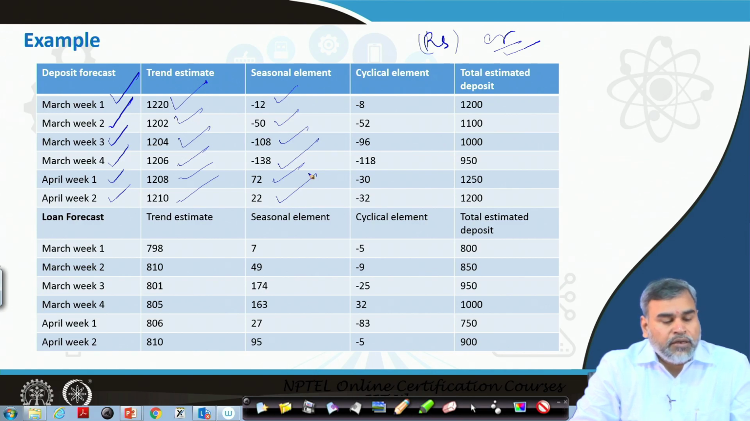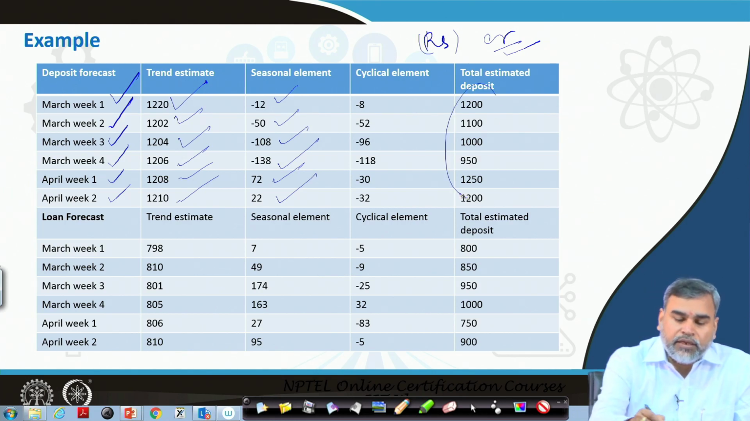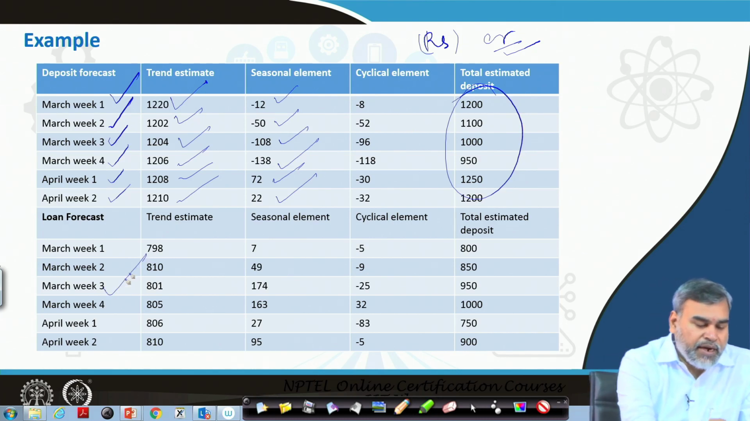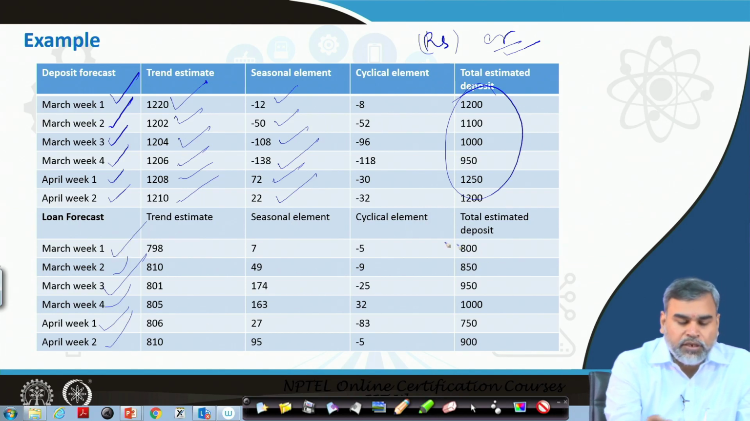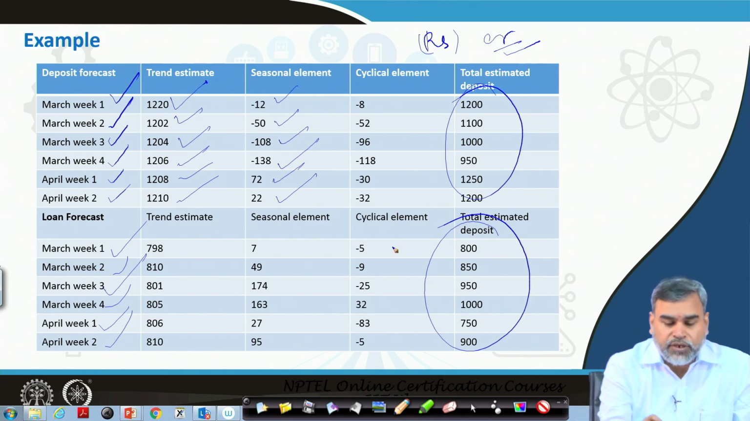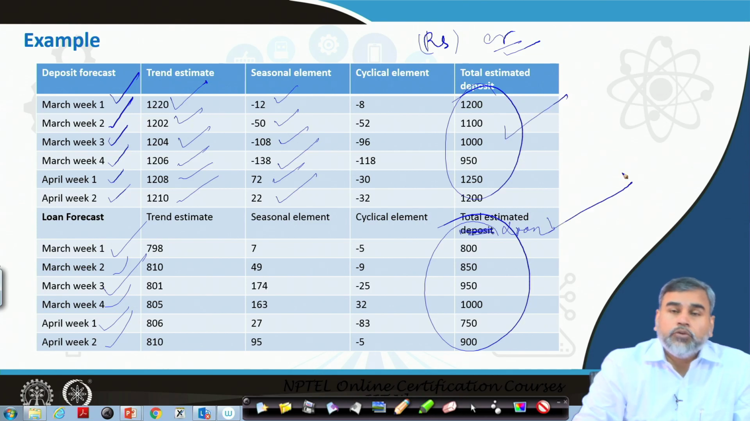Then 1100 in the second week of March, 1000 crore in the third week of March, 950 crore in the fourth week of March. You see that these are all the estimated data you got in terms of deposits, and the same logic can be applied with respect to loans forecasting also. These are the different estimated deposits, and this is the estimated loan.